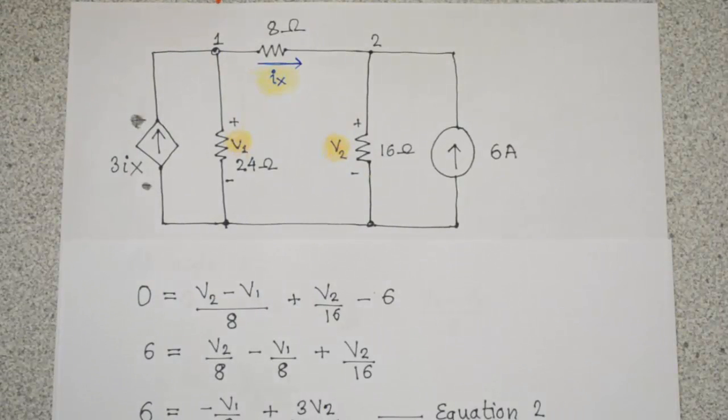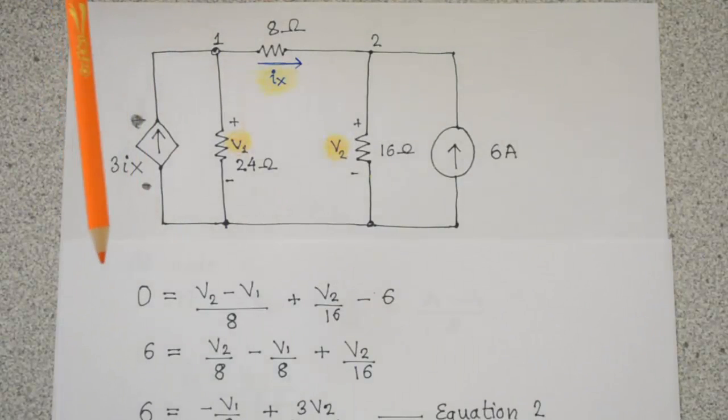Just take a look at the first one from the left. What we do is ignore the ix over here and just look at the nodes. So it's going to be v2 minus v1 divided by 8 ohms. That's the first current. The second current, going to the ground, is v2 minus ground divided by 16 ohms. And here we're given 6 amps going in, so that's just minus 6 amps.